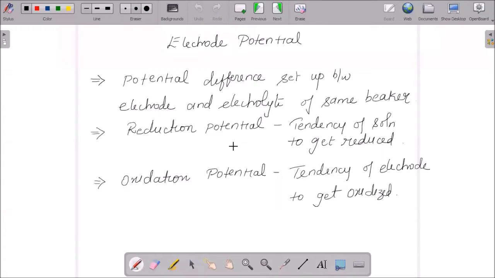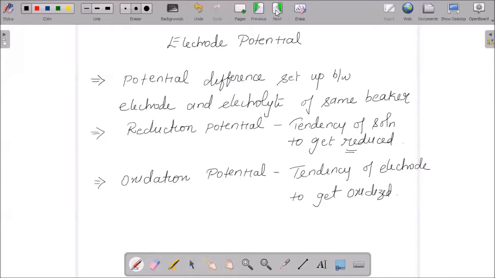Reduction potential is nothing but the tendency of the species to get reduced. And oxidation potential is the tendency of an electrode to get oxidized.